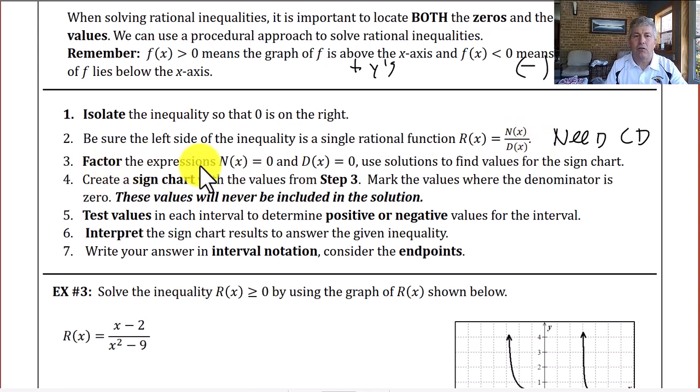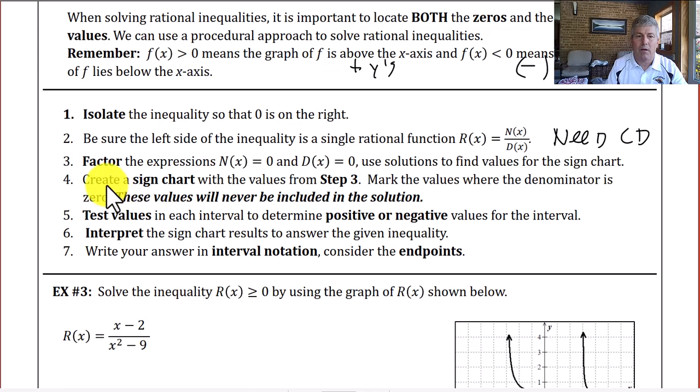We'll factor the expressions of the numerator and the denominator and set each equal to 0. We've done that before, and we'll use those solutions to find values in our sign chart. So we're going to be drawing that number line and evaluating for positive and negative, as we have done in the past.